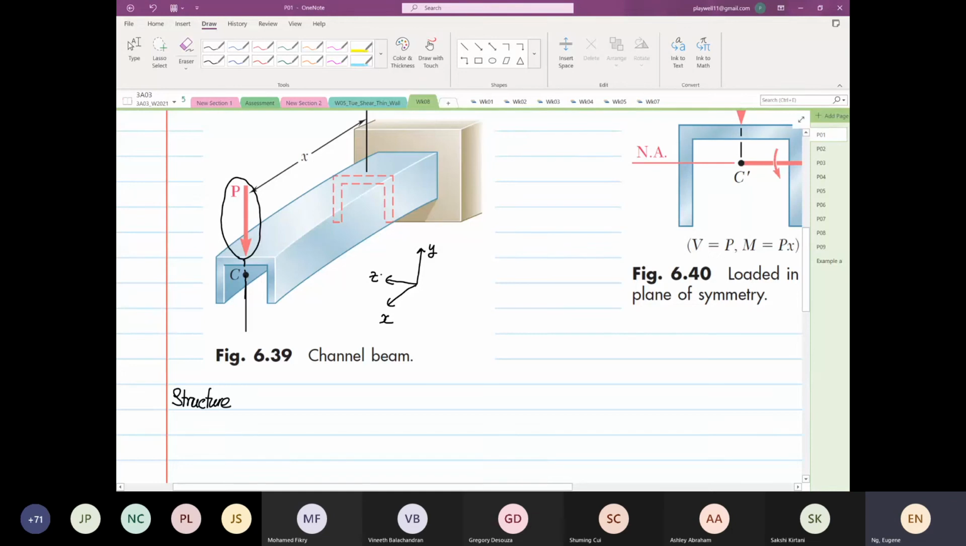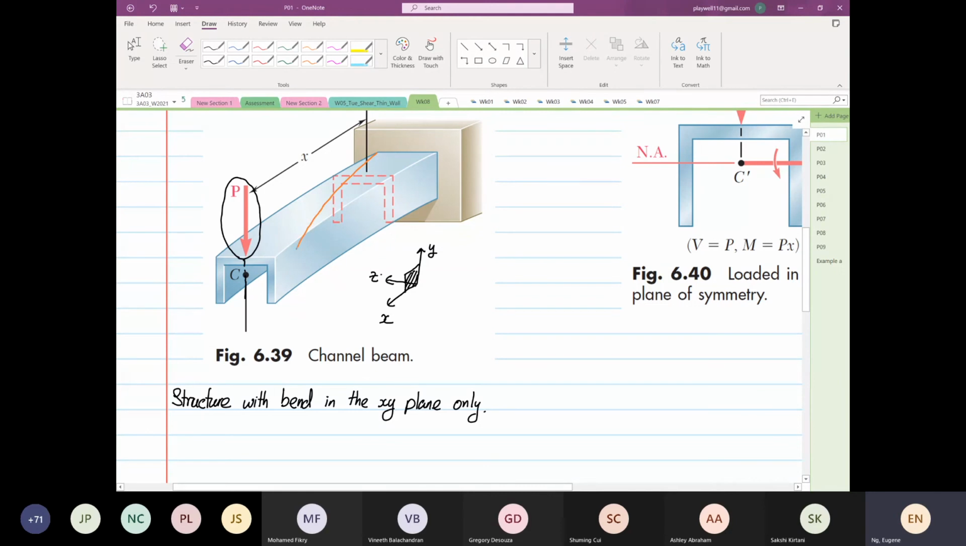So for this case, the structure will bend in the xy plane, only. So what do I mean? Only in the xy plane. So if this is our xy plane, where I'm shading now is my xy plane. So I'm going to sketch how this structure will deform. I'm going to do a rough sketch.